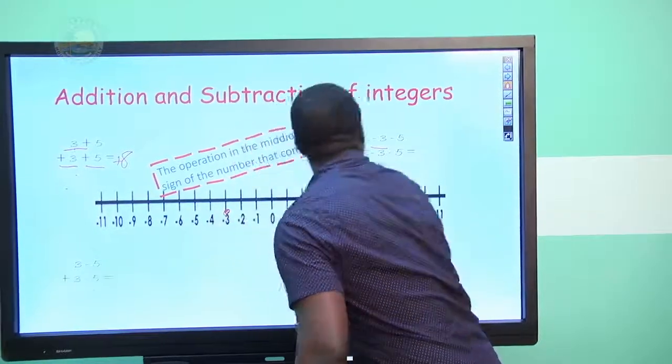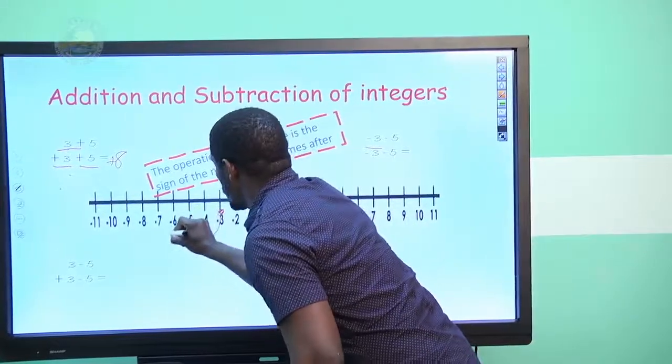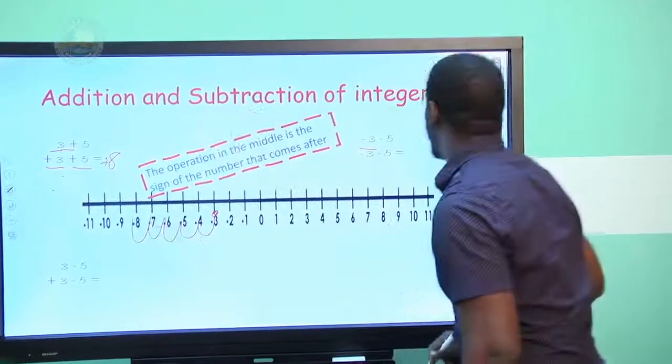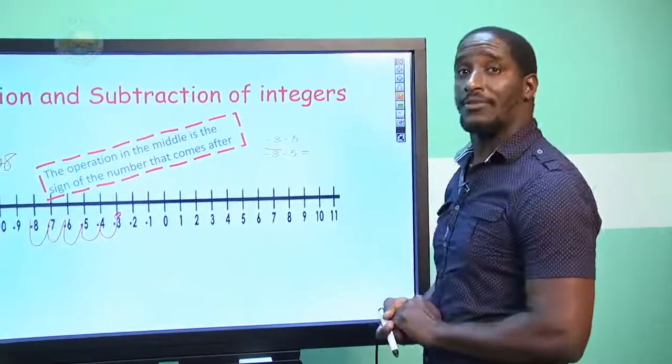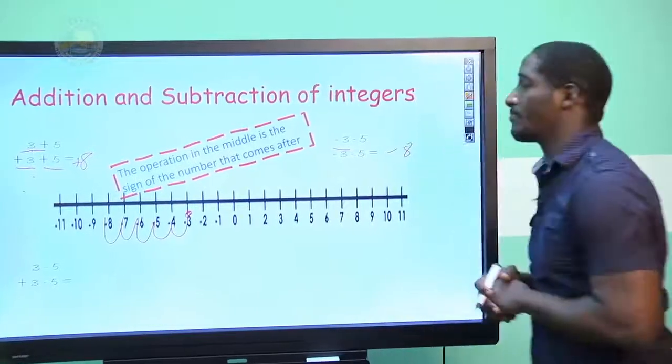It's 1, 2, 3, 4, 5. Negative 3 subtract 5, or negative 3, negative 5, is negative 8.